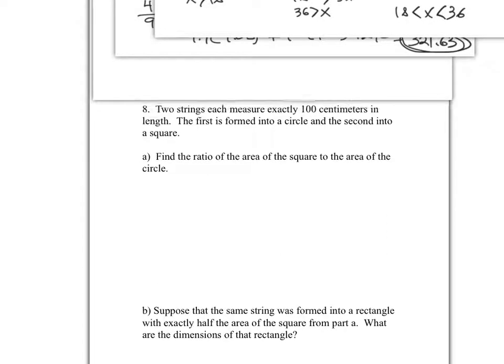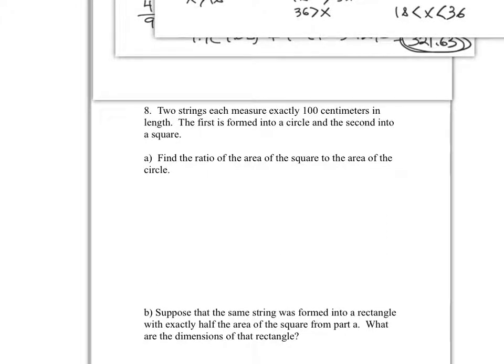Okay, so two strings each measure 100 centimeters in length. The first is formed into a circle, the second into a square. Find the ratio of the area of the square to the area of the circle. Okay, so let's think about this. So we have a string, and it's 100 centimeters, and it's been formed into a circle, and in the other case, it's been formed into a square.